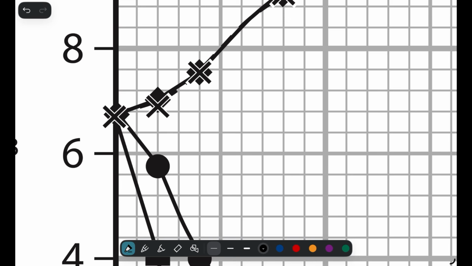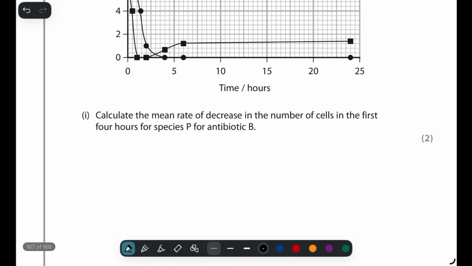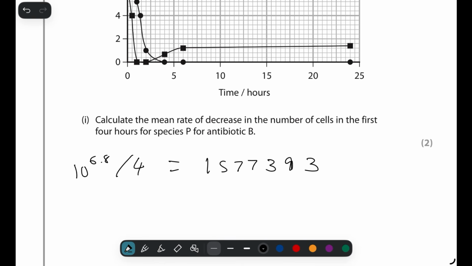Because this is 2 and 5, so each one is 0.4. So we know that at 4 hours it's gone down by the log base 10 of 6.8. Yeah, so we need to do anti-log. So what you're actually going to do is 10 to the power of 6.8 divided by 4, and that should give you the answer. So 10 to the power of 6.8 divided by 4 gives me 1577393. That would be the answer.